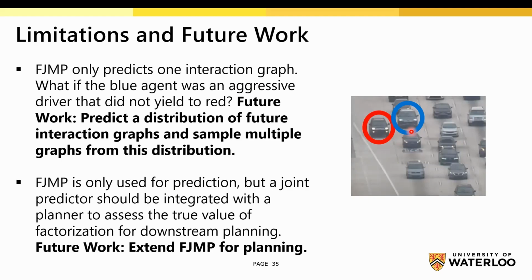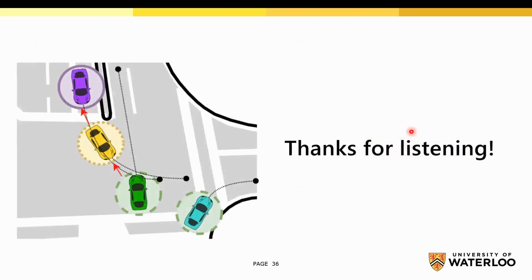And so instead of just predicting one interaction graph, we are instead working on predicting a distribution of possible interaction graphs, and we can sample from this distribution to condition on multiple interaction graphs during decoding. And finally, prediction is not really complete without planning. And so we would really like to see how FJMP performs when it's integrated with a planner to truly assess the value of factorization for downstream planning. Thank you. I will conclude here.